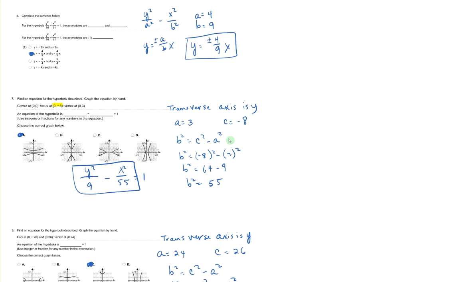Here is our equation. We can come up with what b squared is. We know that a squared will be 9. So we come up with b squared is 55. So our equation would be y squared over 9 minus x squared over 55 equals 1.